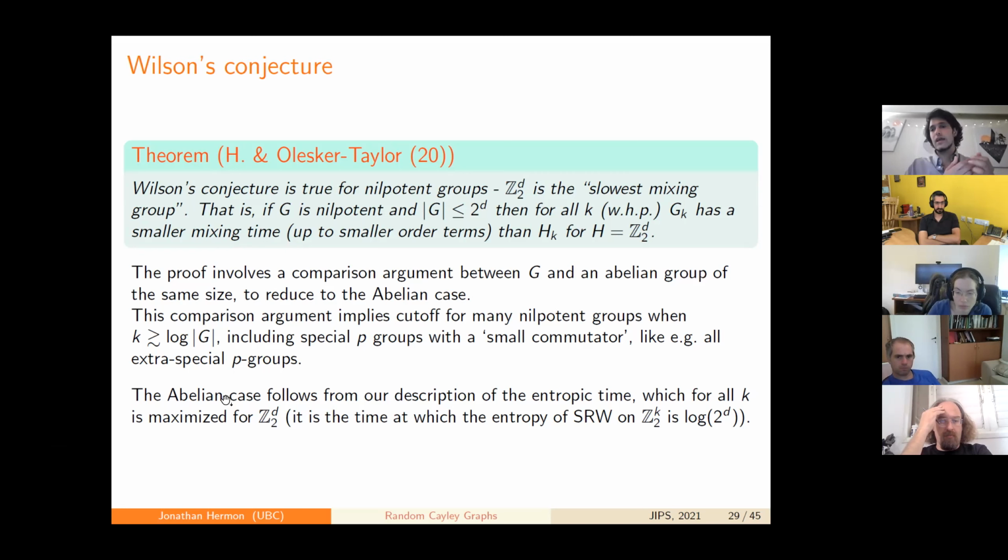Okay, so we reduce things to the abelian case. And in the abelian case, we can just read off the result from our cutoff result. Because our cutoff result in the abelian case actually gives us an abstract description of the cutoff time as an entropic time. And we can verify that the entropic time for a given size of a group is maximized by the group Z mod 2Z to the D.